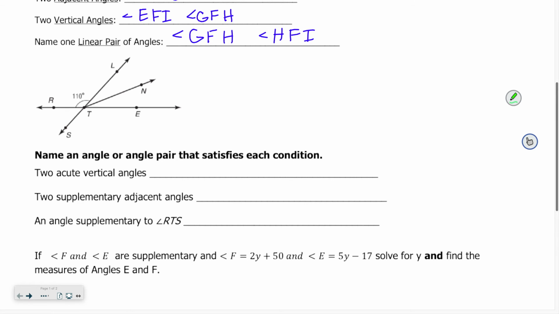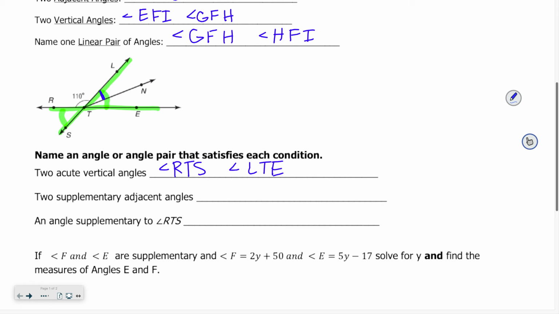So that means I need to be looking at this angle right here and this angle right here, right? So how do I name the acute vertical angles? Angle RTS and angle LTE. Wait, would LTN work? No, because LTN is only part of this. It's not like a straight line going all the way through.